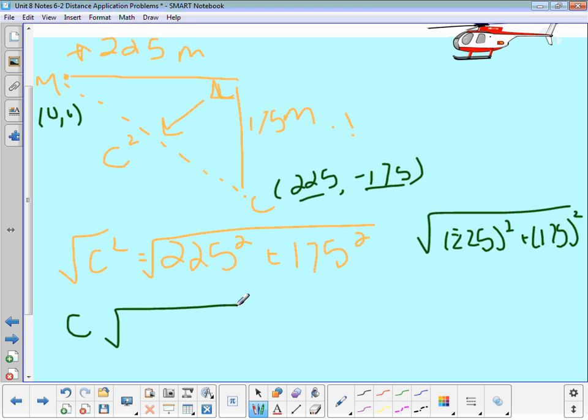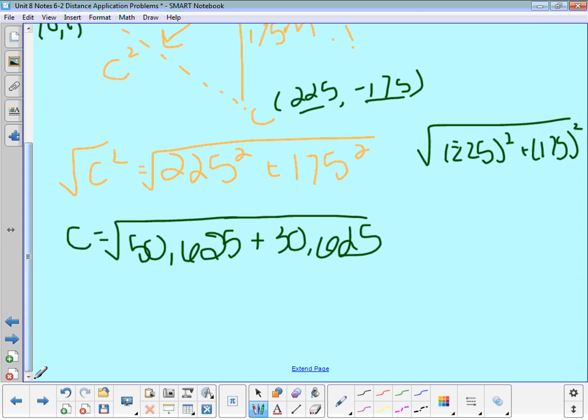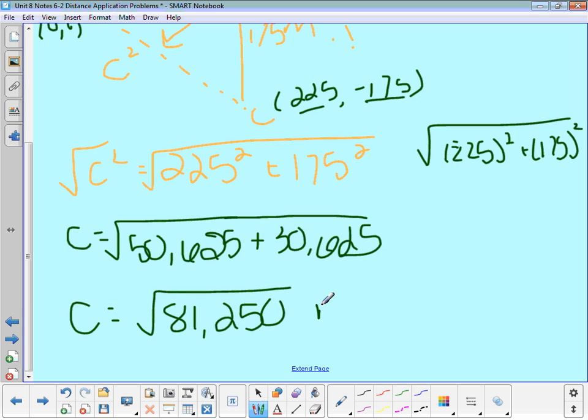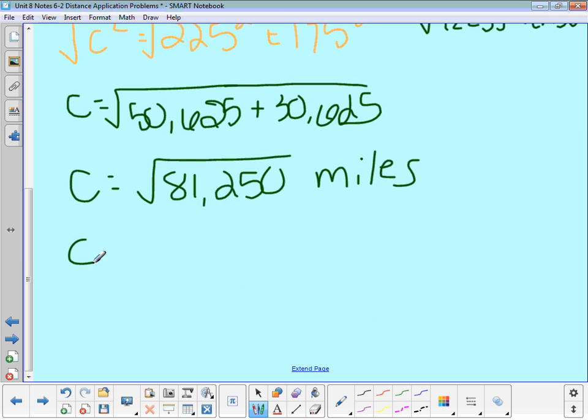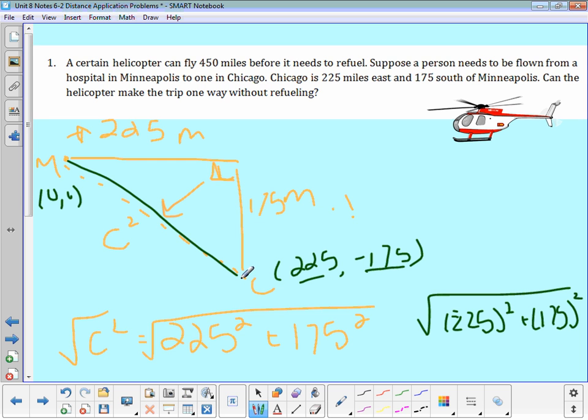So we get that c is equal to the square root of 225 squared, which is 50,625. And then 175 squared, which is 30,625. Okay, so when you add those together, you end up getting the square root of 81,250 miles. Now, normally I would have you simplify the radical, but just for the sake of right now, I'm just going to write that as a decimal. So that's going to give me about 285 miles. So if we were to completely cut across from Minneapolis to Chicago, it would be about 285 miles as opposed to going all the way around this way. Okay, that would be a lot more.